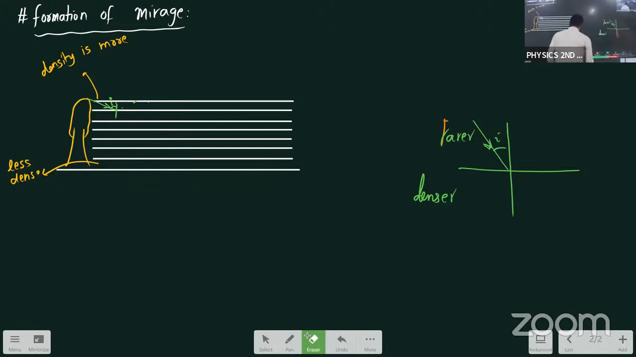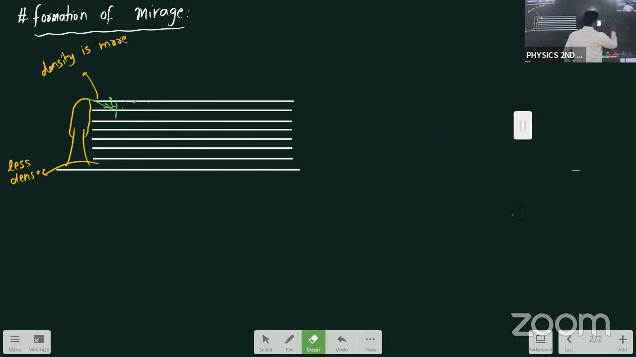So similarly, if I consider a light ray going from denser medium to rarer medium, what will happen? Will it move towards the normal or away from the normal? It will move away from the normal. So remember this, whenever a light ray is going from denser medium to rarer medium, it will move away from the normal. And whenever a light ray is coming from rarer to denser medium, it will move towards the normal.